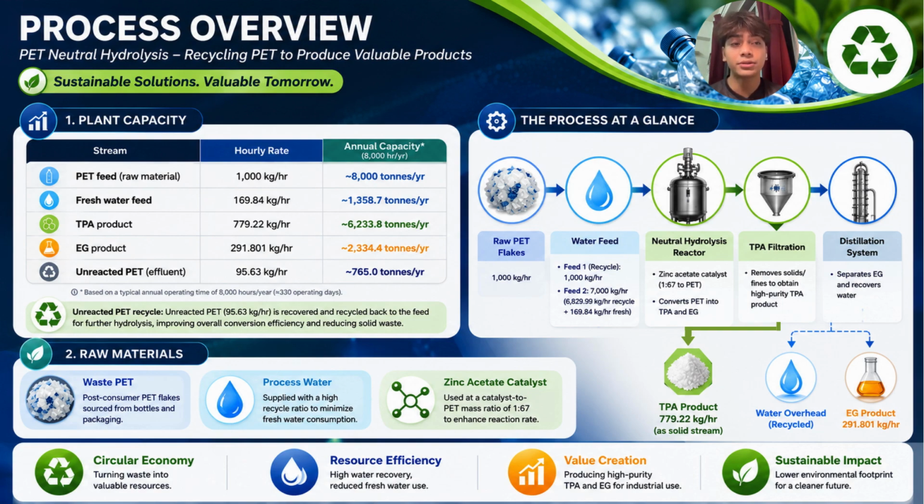At a glance, our neutral hydrolysis reactor utilizes a zinc acetate catalyst at a 1:67 mass ratio to PET to convert the waste into terephthalic acid and ethylene glycol. Downstream, a PTA filtration system removes solids and fines to obtain high purity TPA product, while a distillation system separates the EG and recovers the process water. Furthermore, 95.63 kilograms per hour of unreacted PET is completely recovered from the effluent and recycled back to the feed, improving the overall conversion efficiency and ensuring a circular economy with zero net solid waste.